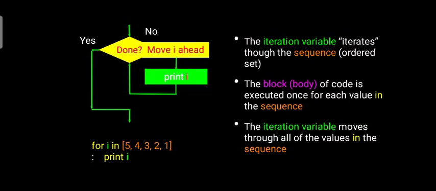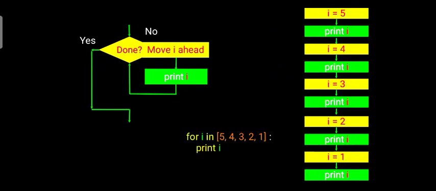See this, that's the result. What happened here? The first value, 5, goes to i, and it prints i. Then the next value goes to i, and it prints that value. Then the next value, 3, goes to i and it prints i, and so on.